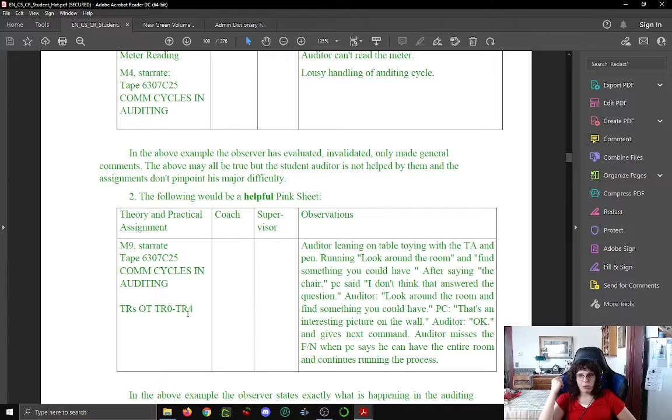Auditor leaning on table, toying with the TA and pen. Running, look around the room and find something you could have. After saying the chair, PC said, I don't think that answered the question. Auditor, look around the room and find something you could have. PC, that's an interesting picture on the wall. The auditor says, okay, and gives the next command. Auditor misses the floating needle when PC says he can have the entire room and continues running the process.